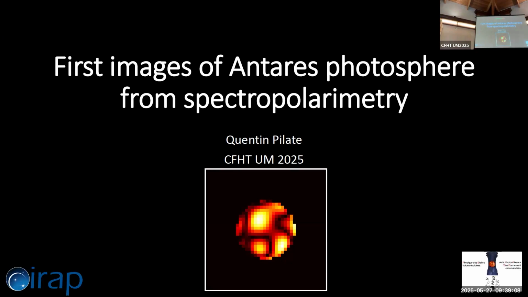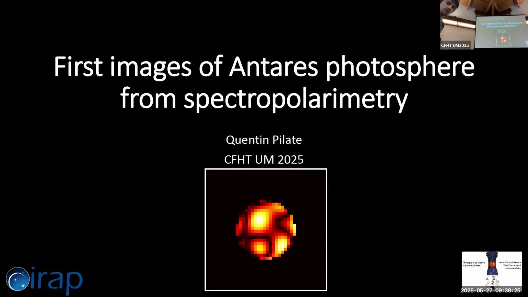I'm a third-year PhD student working at IRAP in France. And as a small spoiler, as you can see here, I'm going to present you the first images of the photosphere of Antares using spectropolarimetry. So red supergiants are very massive and cool evolved stars.